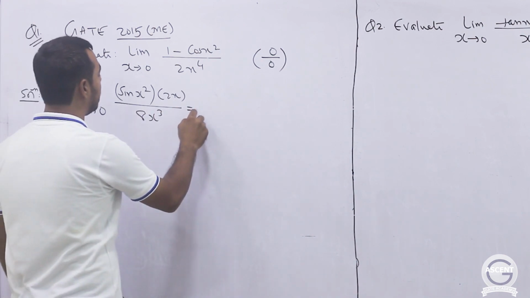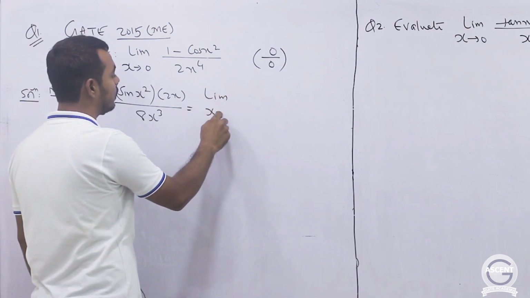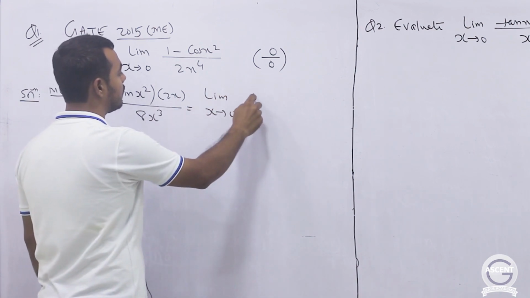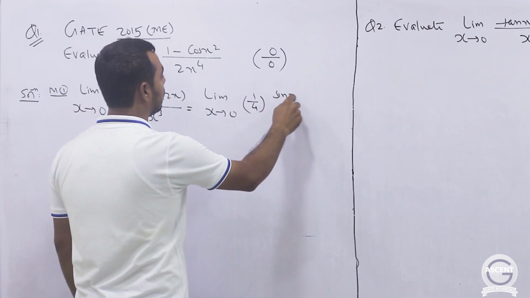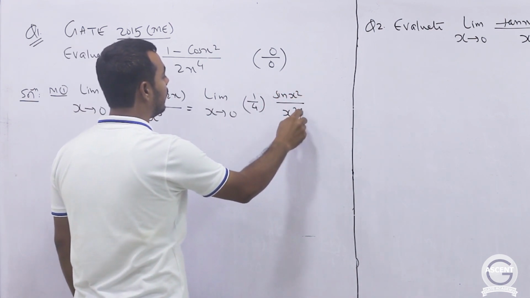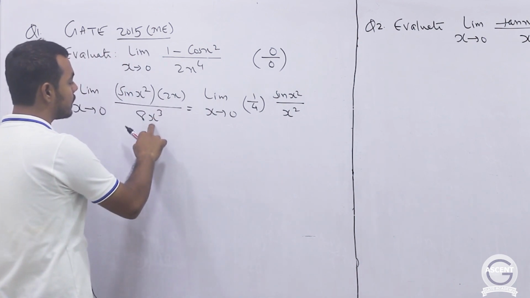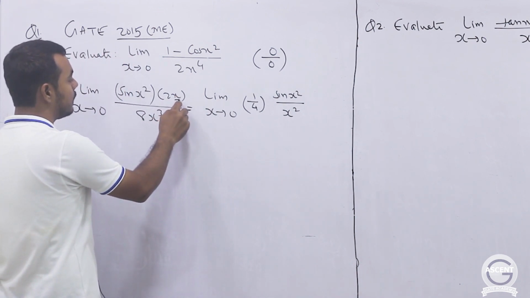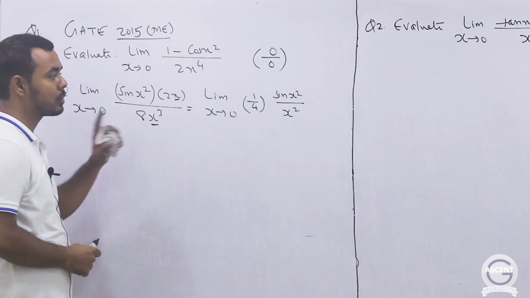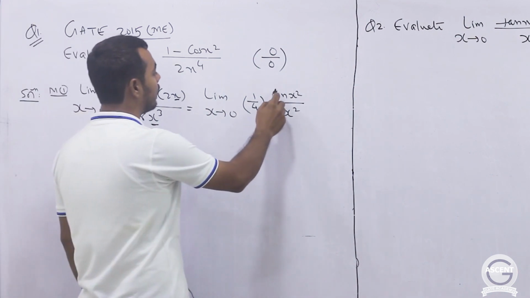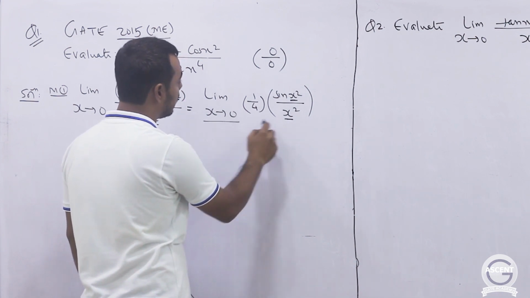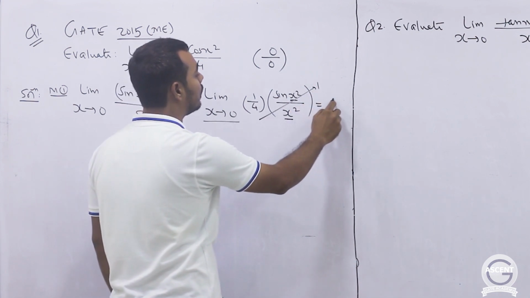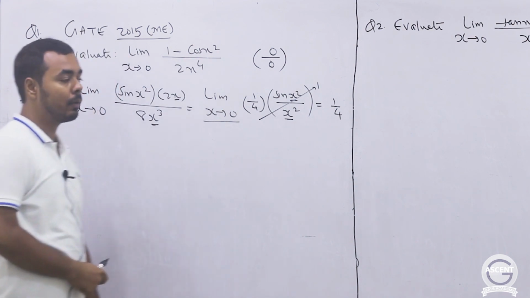Now as you can see, we can write this as limit x tending to 0, 2 by 8, which will give us 1 by 4. Here you can write this as sin x square by x square. Cancel x and x cube, and you will get x square here. Now, sin x square by x square, when x is approaching 0, will be 1. So finally you will get 1 by 4.